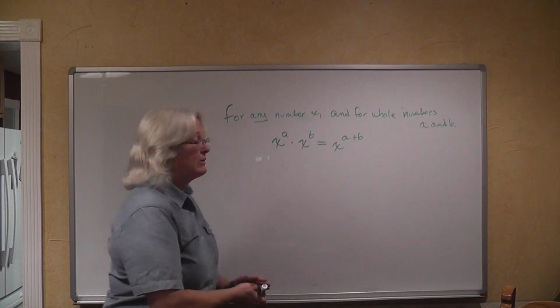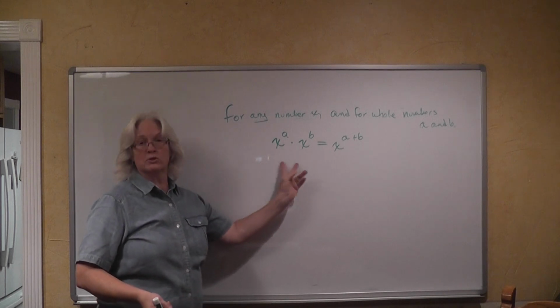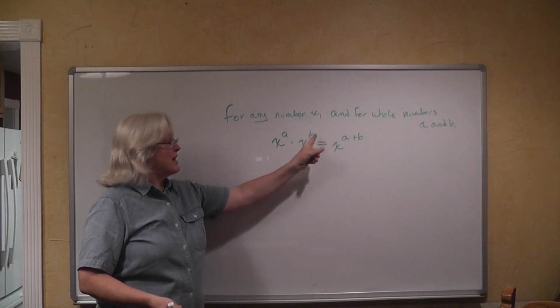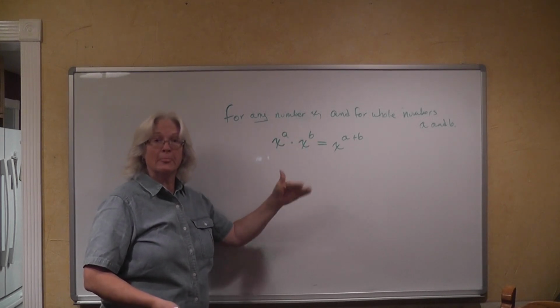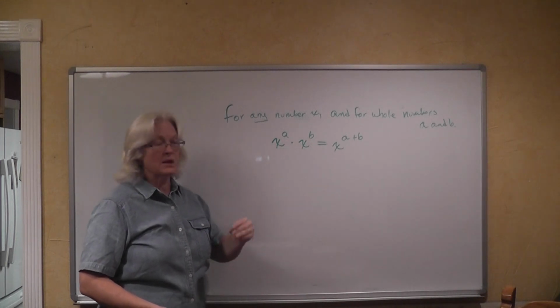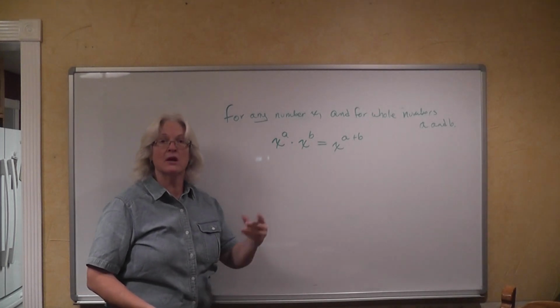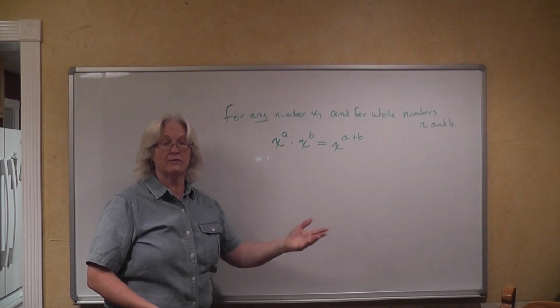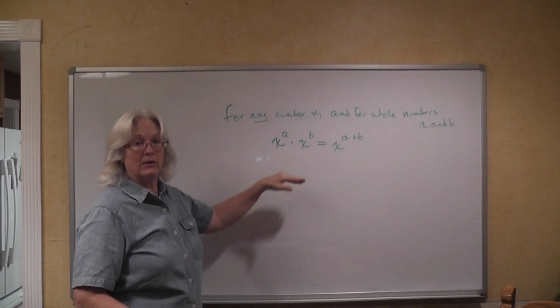What are they talking about here? They're saying that x can be any number in the world you want it to be, and that your exponent has to be a whole number. What are whole numbers? They're the numbers that follow this pattern: 0, 1, 2, 3, 4, and 5. That's what we're talking about now.